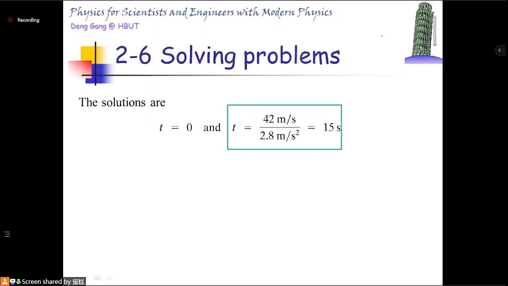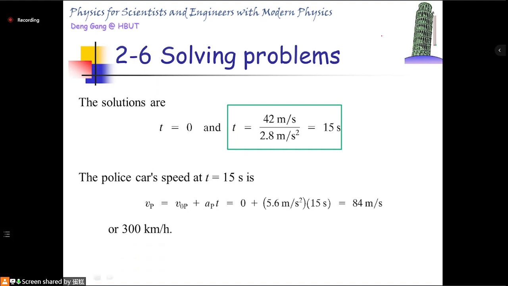But this is our model, and we should look back at whether this model is reasonable. So we can calculate the speed of the police car at the moment when he catches the speeder. According to the equation v equals v0 plus at, we can calculate the final speed of the police car, which is 84 meters per second, which is also 300 kilometers per hour.